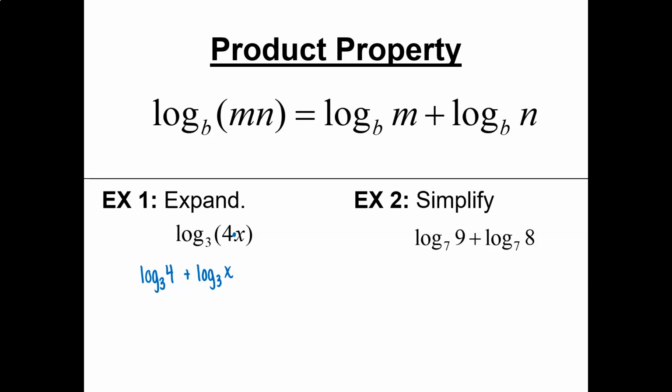Okay, so that expands. Sometimes we're given things that are already expanded, and we want to condense them. So for this one, we would have log base 7 of 9 times 8. And of course, since those are actually numbers, we would write that as log base 7 of 72.